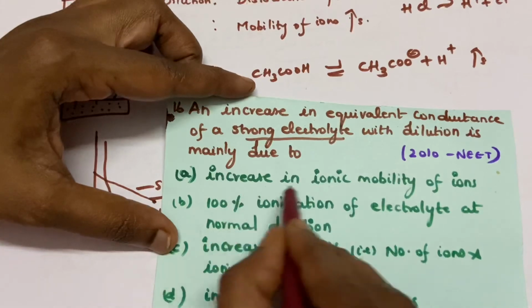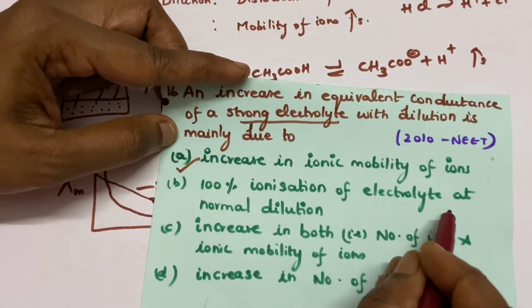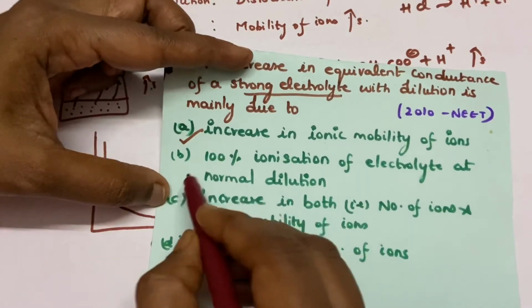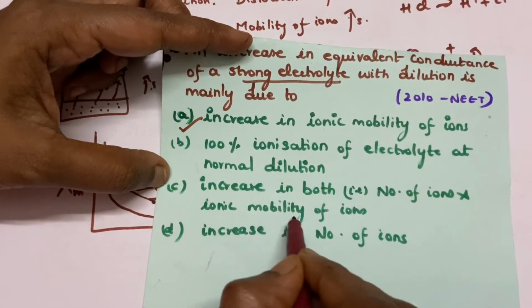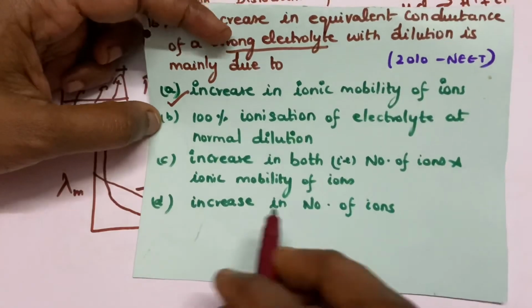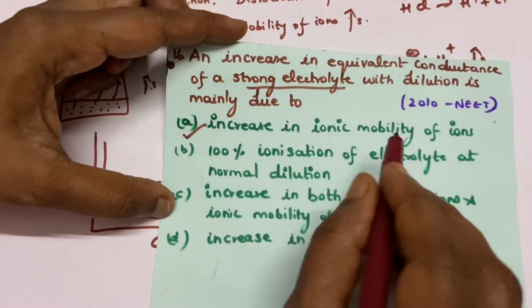So the answer is increase in ionic mobility of ions. 100% ionization of electrolyte at normal dilution: already they are completely ionized, so this option is not correct. Increase in both number of ions and ionic mobility: the number of ions has already been increased. So the answer is increase in ionic mobility.